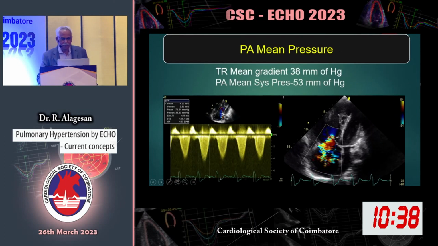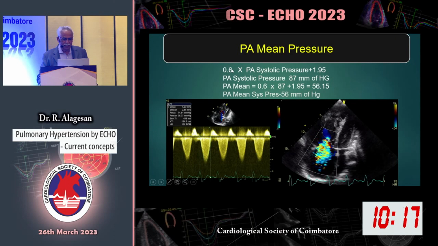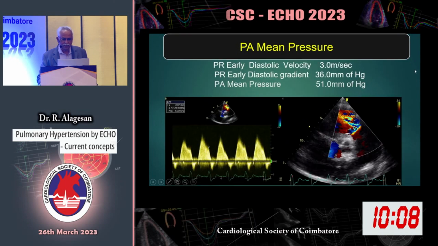How to assess the pulmonary artery mean pressure? There are 2 or 3 methods. Here, using the TR velocity, we can trace the TR velocity and get the mean gradient across the tricuspid valve. So the mean gradient is 38. To this, we add the RA pressure, get a mean pressure of 53 millimeters of mercury. The second one is by using this formula, 0.6 into pulmonary artery systolic pressure plus 1.95. So this is the second method.